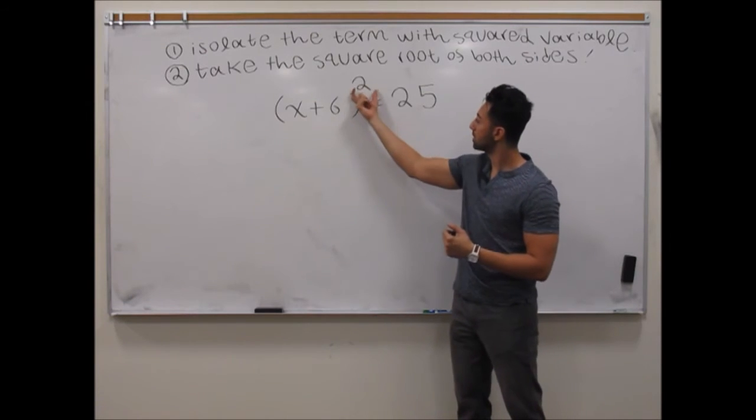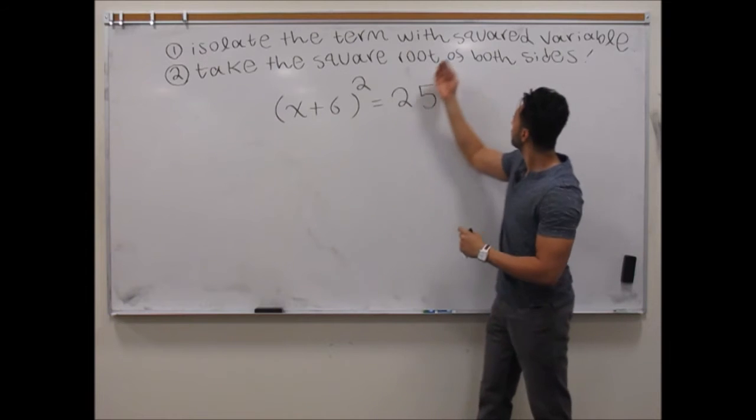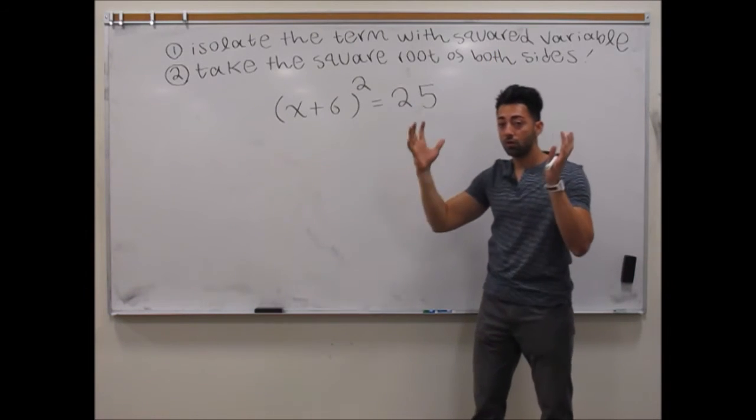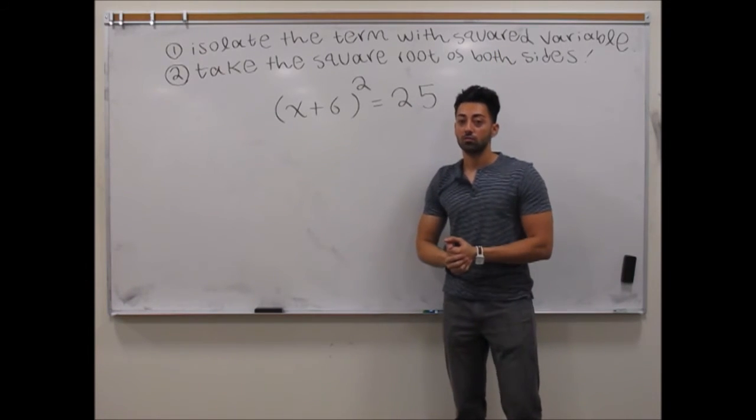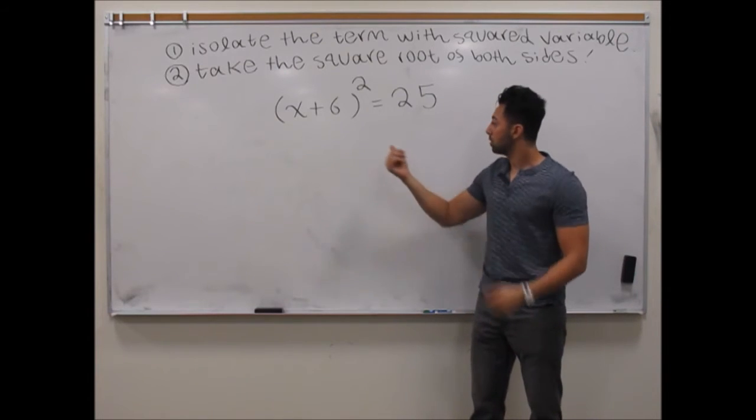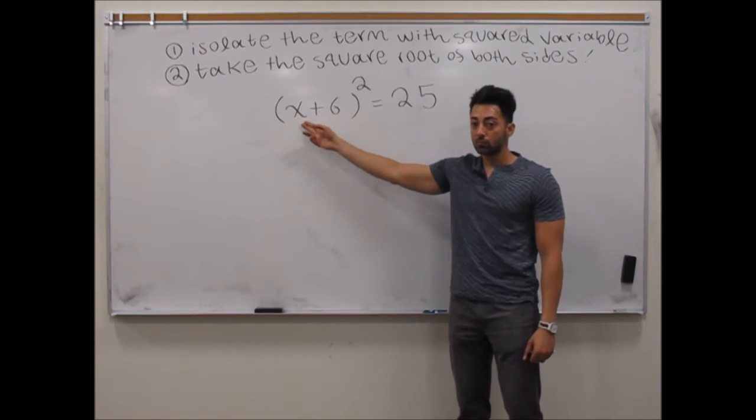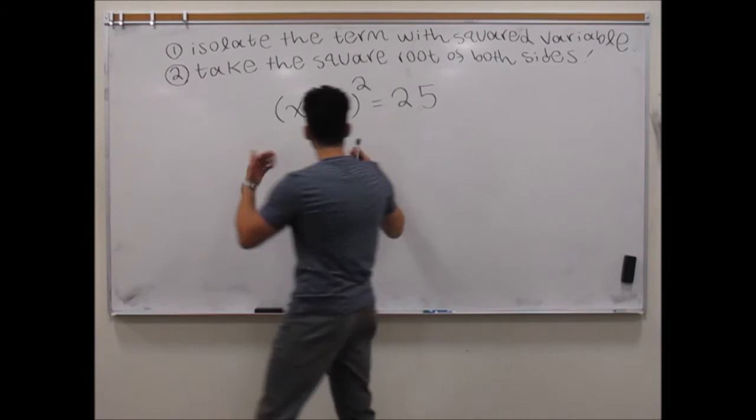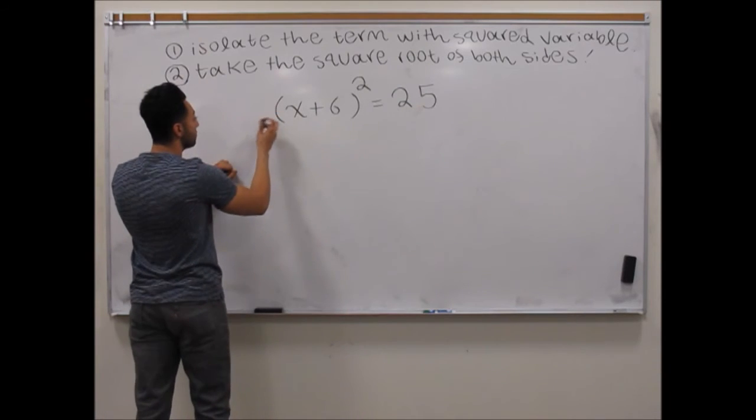Anytime you have something to a second power, a variable or a quantity, you're going to want to take the square roots of both sides. That's how you're going to find the solution to x. So we're just going to move on to the second step and take the square root of both sides.